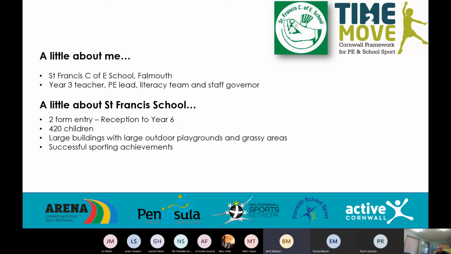So we're 2 form entry, 420-ish children on roll currently. We are very lucky that we have large buildings, large outdoor playgrounds and grassy areas, which at the moment are off limits because it does turn into a bit of a bog this time of year. And we have up until now had fairly successful sporting achievements, which we're really proud of. Next slide, please.